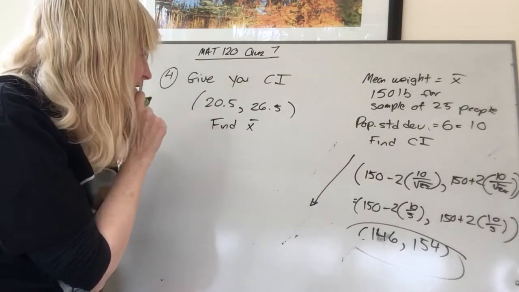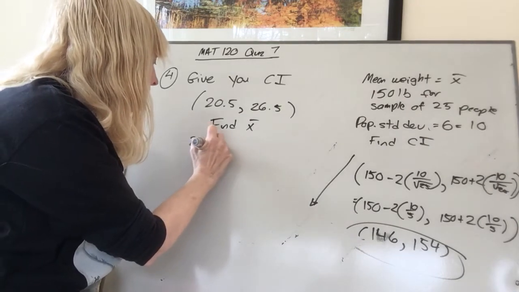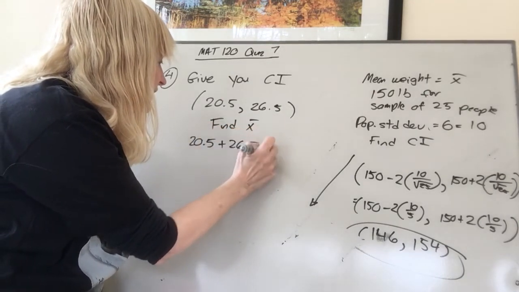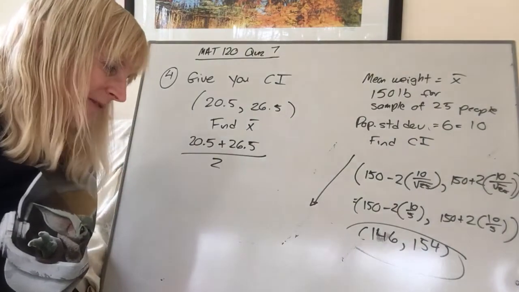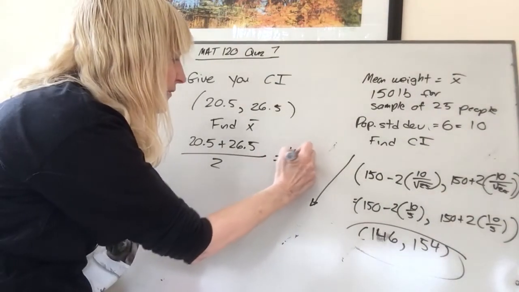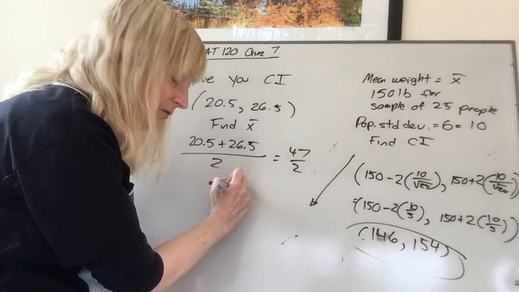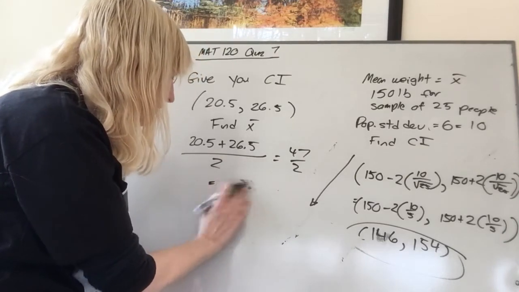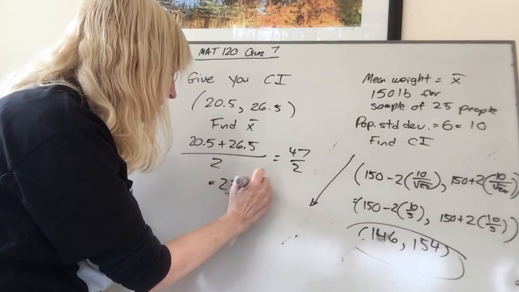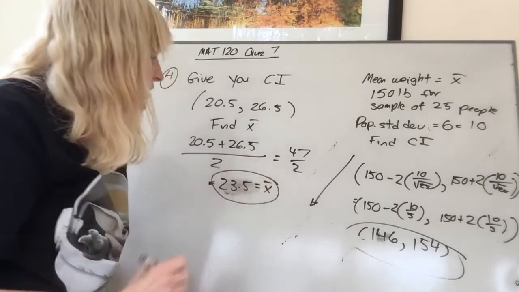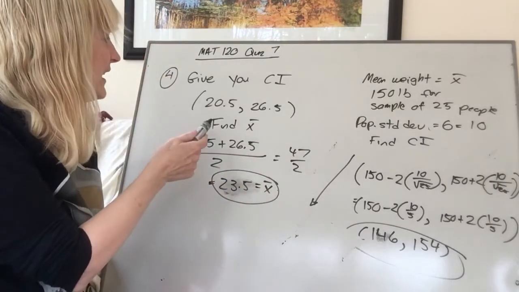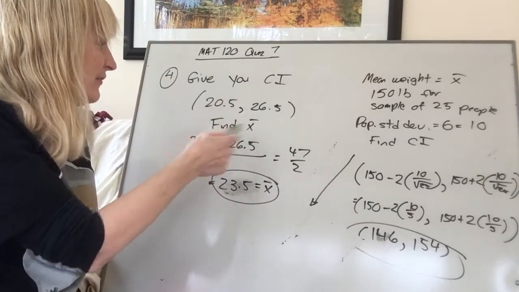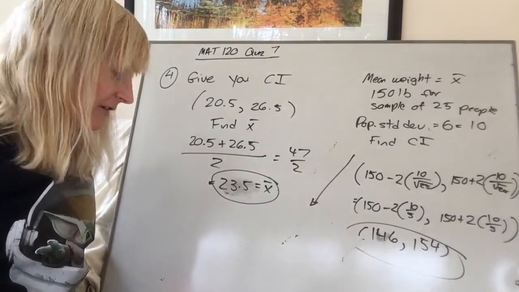So how do you find the number right in the middle of those two? You add them and you divide by 2. That gives you the midpoint. So I get 47 over 2, which is equal to 23.5. That's equal to X bar. So if they give you the confidence interval and want you to find X bar, you just have to find the middle, the number that's right in the middle.